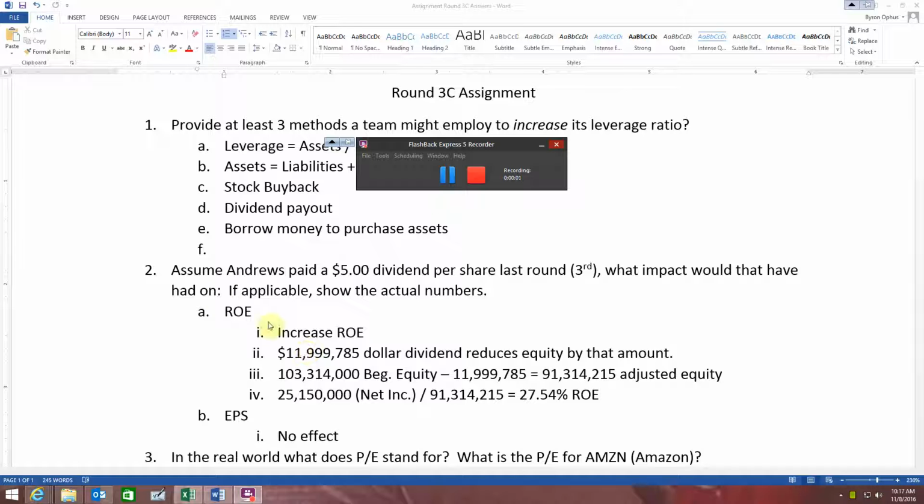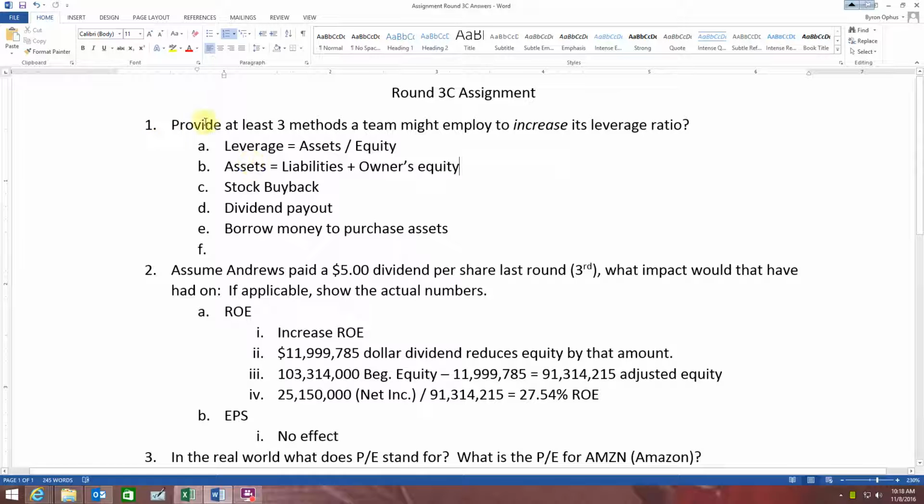Yeah, let's take a look at the assignment for round 3C. So I said in the first question, provide at least 3 methods a team might employ to increase its leverage ratio. And why would I say increase your leverage ratio? I'll just add, I've kind of been picking on that a little bit, that I know in fact, I penalize you if your leverage ratio gets too high because there is risk in that.